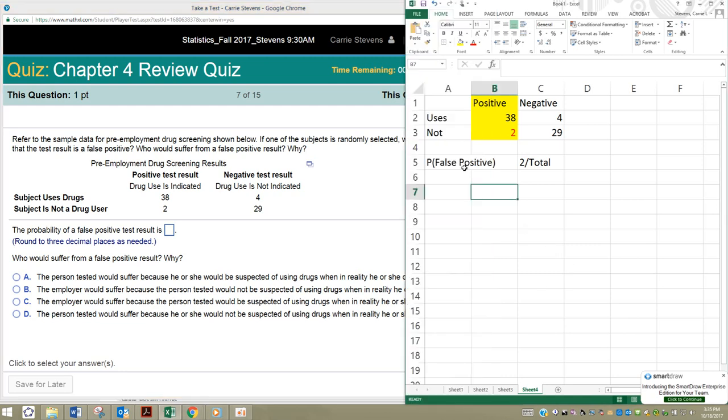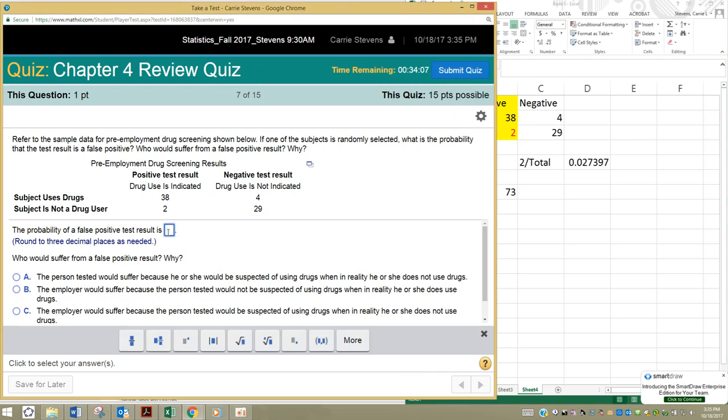This is an overlap type of question. So the total N, the total sample size, is the sum of all that. So my answer is going to be 2 out of the total, which is 2 divided by 73, which gives me this, and as rounded to 3 decimals, that would be 0.027.